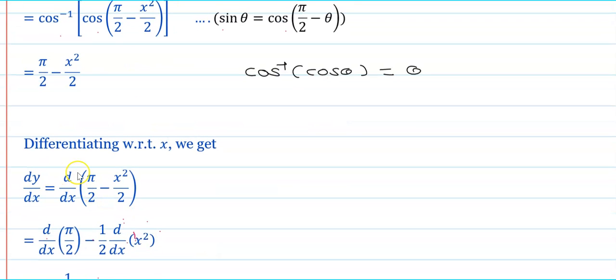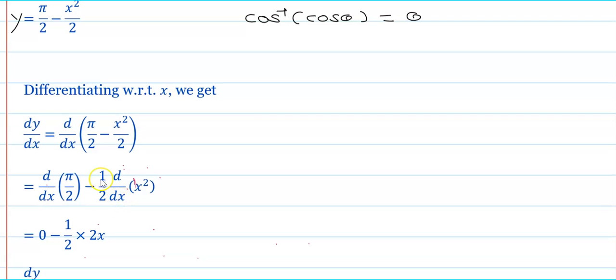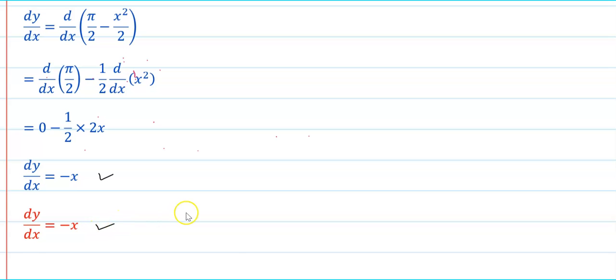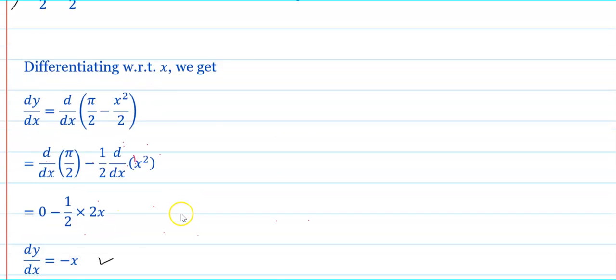Now differentiate this. Again this is equal to y. Therefore, differentiate this with respect to x. dy by dx is equal to d/dx of pi by 2 minus x square upon 2. What is the derivative of pi by 2? It's a constant. Its derivative is 0. 1 upon 2 is a multiplicative constant. Hence 1 upon 2 into d/dx of x square. Derivative of x square is 2x. And hence the 2 gets cancelled, and you will get dy by dx is equal to minus x. And hence this is the answer.